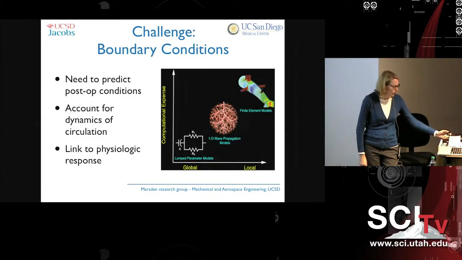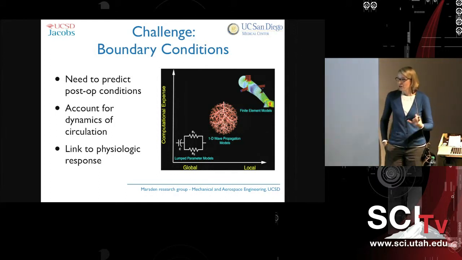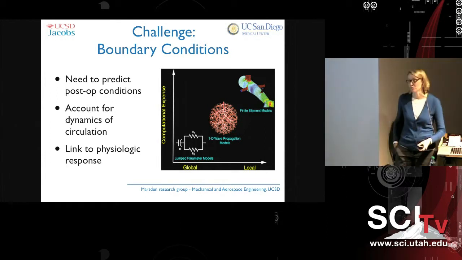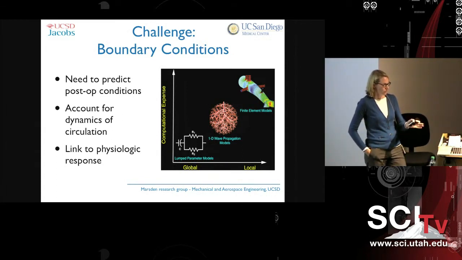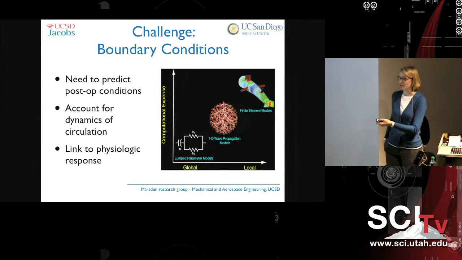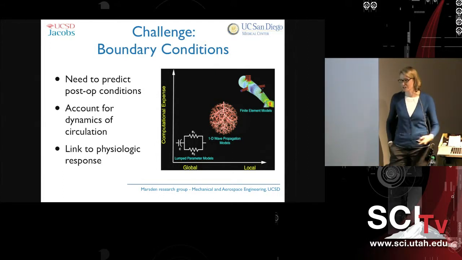I think probably the biggest challenge in simulating cardiovascular blood flow is that of the boundary conditions. One reason is we might be interested in predicting the postoperative conditions. We take the preoperative image data, we perform some kind of virtual surgery, and we're interested in predicting the post-op conditions. And so you need a set of boundary conditions that will adapt to the postoperative conditions when you don't have the measurements. We want boundary conditions that can account for the dynamics of the circulatory system. And we want boundary conditions that give us a realistic physiologic response.